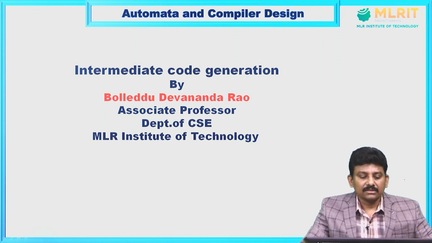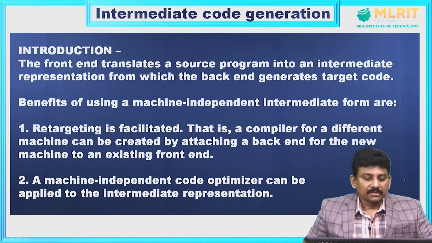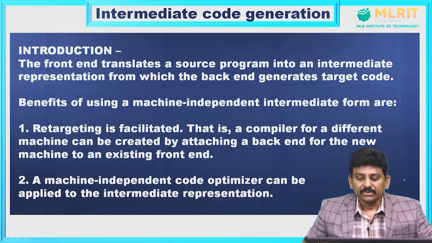Today's topic is intermediate code generation. Introduction to intermediate code generation. The front end translates a source program into an intermediate representation from which the back end generates the target code. The compiler can be divided into front end and back end.